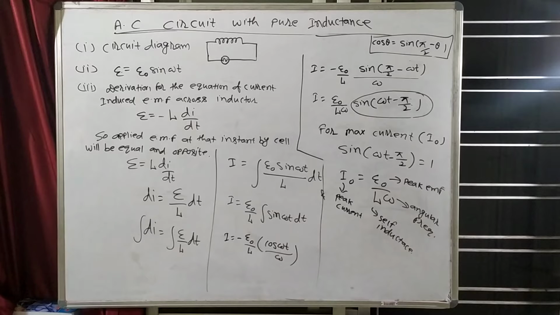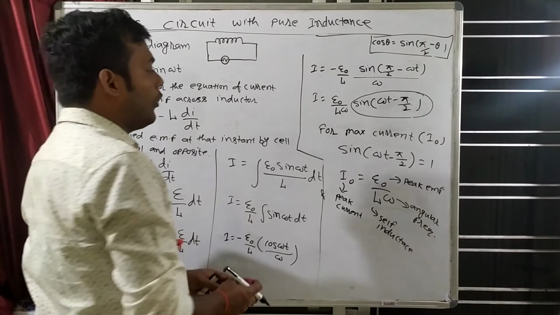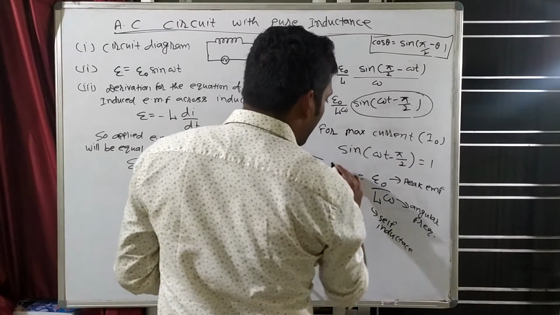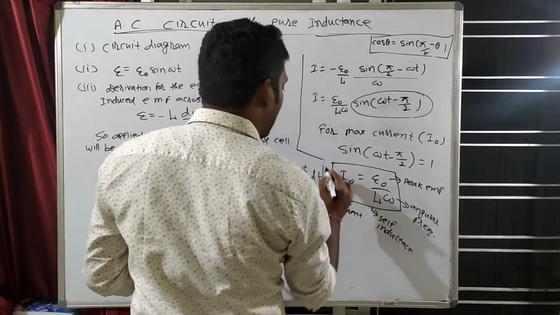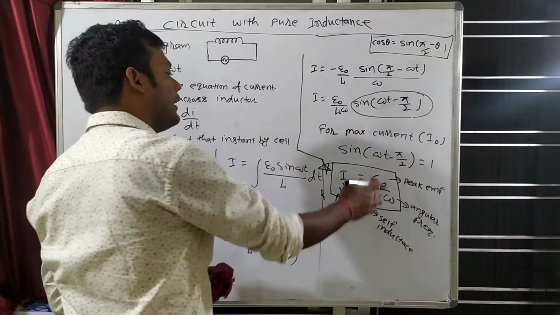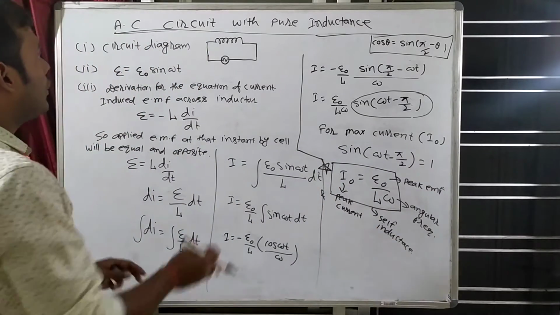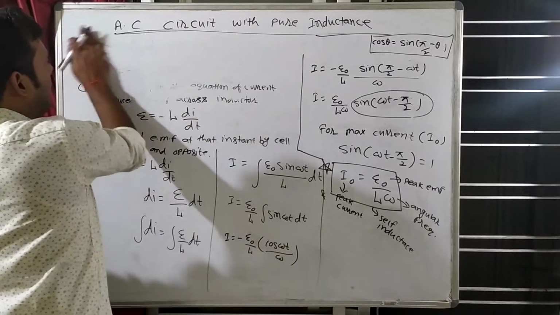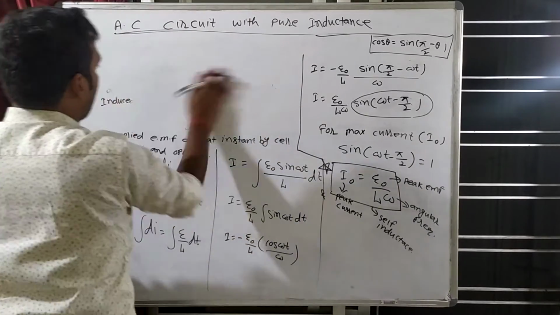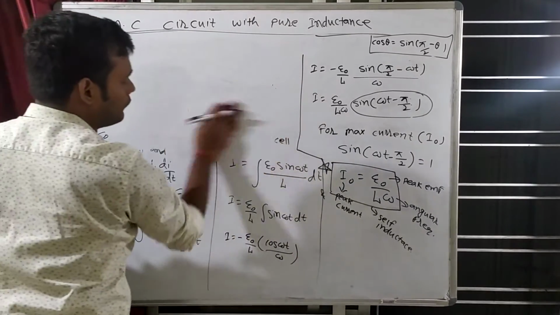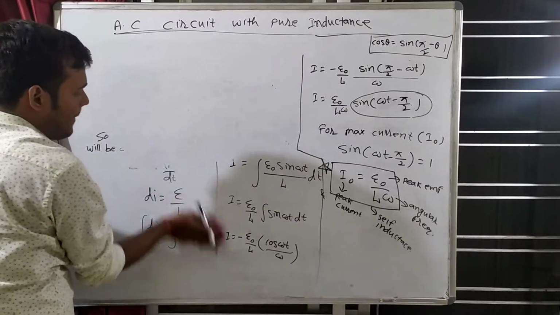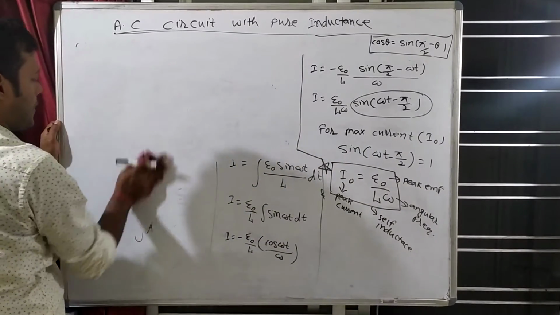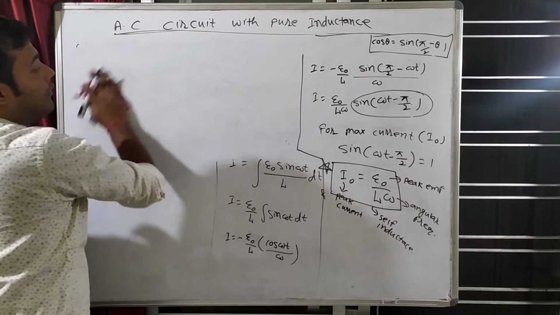Up to this, clear? I naught is equal to E naught by L omega. This formula you have to memorize. What is I naught? Peak current. E naught is peak EMF. So I naught is equal to E naught by L omega. Up to this clear? Now understand some more things.